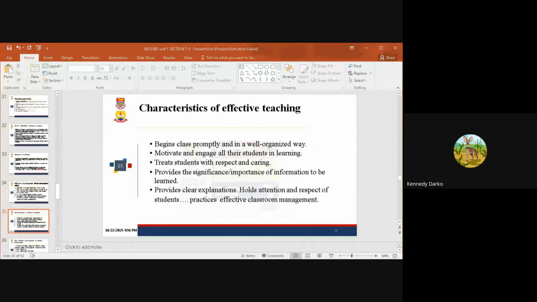Then, as a teacher, you must provide clear explanations, hold attention, and earn the respect of your students. You must practice effective classroom management. How do you manage the class? Please, I believe that all teachers will do this. We will go and set instructions in the class. When we go, you call the children. Let's all set rules and regulations in the class. When you go to break and you don't come early, what should we do? We, including you and the students. Oh, sir, let's cane the person. Okay, how many canes? 2, 3.